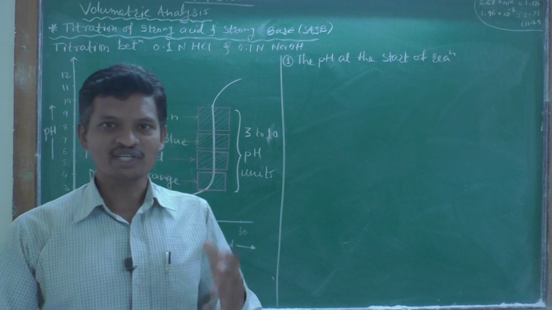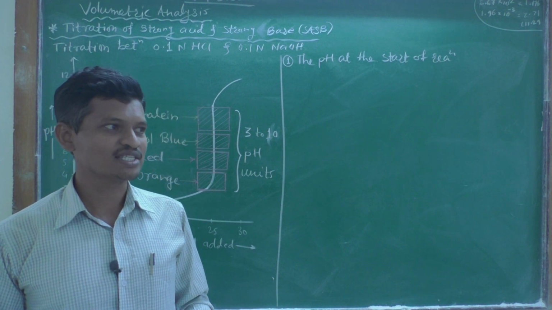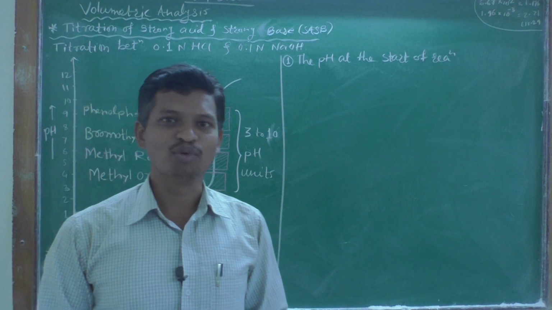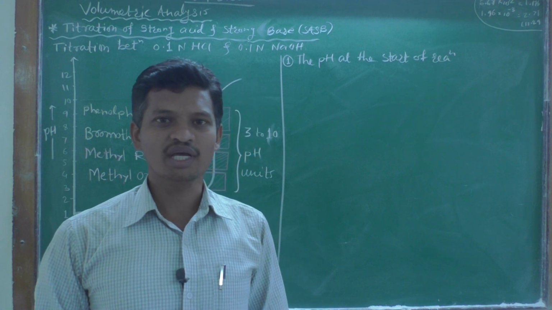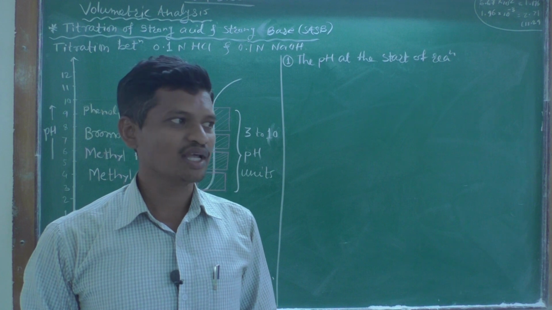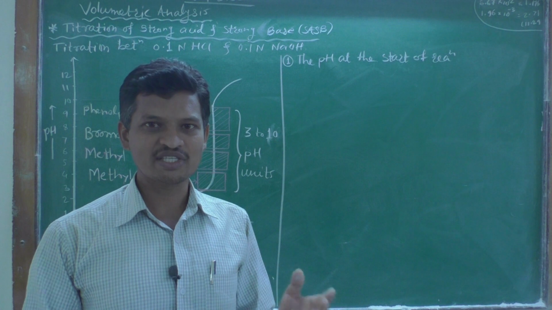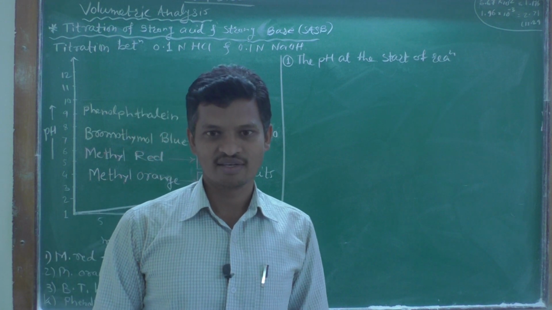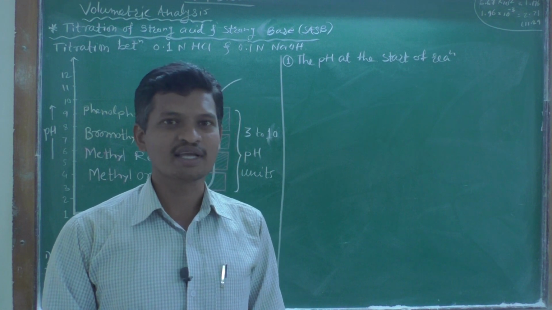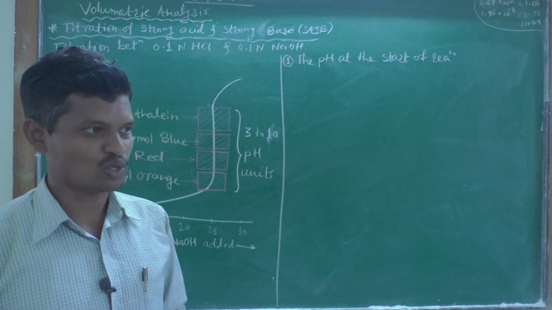For the titration we know what the requirements are, what the glasswares are. We need a burette, a calibrated pipette, then a conical flask, then all these solutions. These are the basic requirements for the titration. Actually, this is the theoretical part we are considering for the titration of strong acid and strong base.